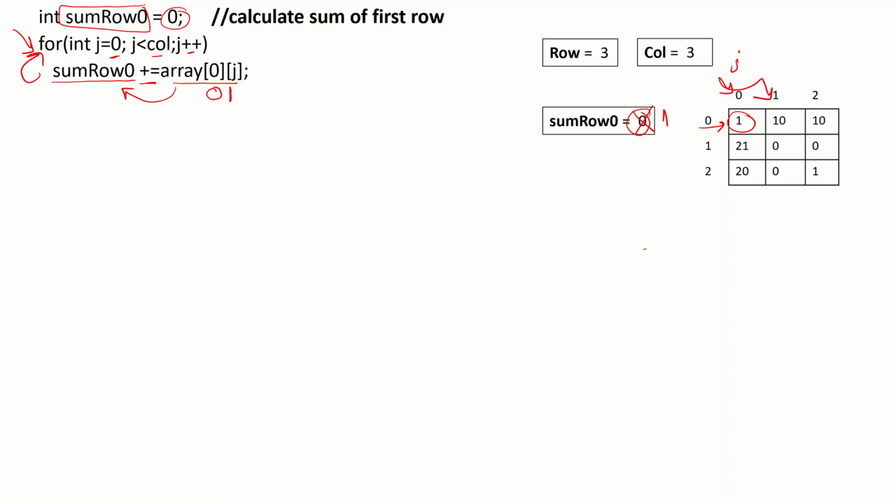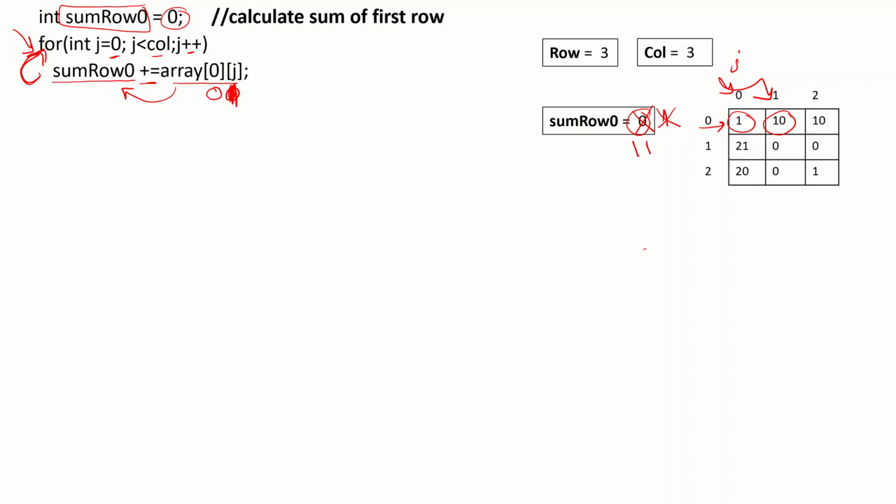Similarly, you need to retrieve the value of row 0 and column 1. Sorry, the first one was 0 and 0. The second one will be 0 and 1. The element at 0 and 1 is 10. So take 10 and add it to the summation. 1 plus 10, so it should be 11.